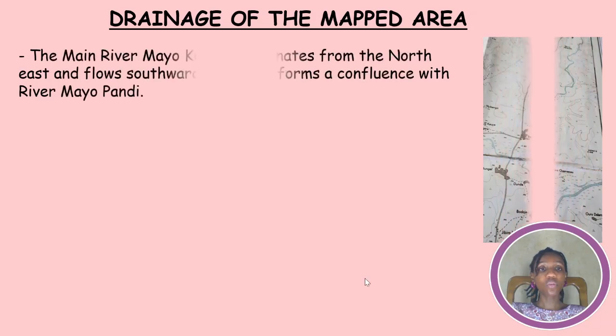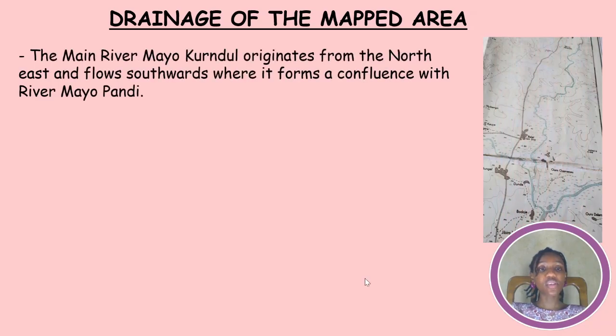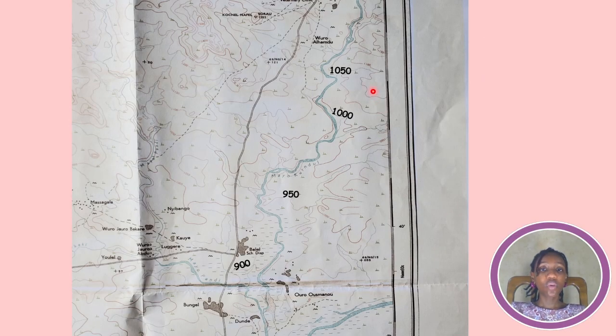But for now, the first point is that River Mayo Krundul originates from the northeast and flows southwards, where it forms a confluence with River Mayo Pandi. Now let's quickly look at this in more detail. Now we can see this long river here is River Mayo Krundul. I'm sure you remember it because we drew it on our new map.